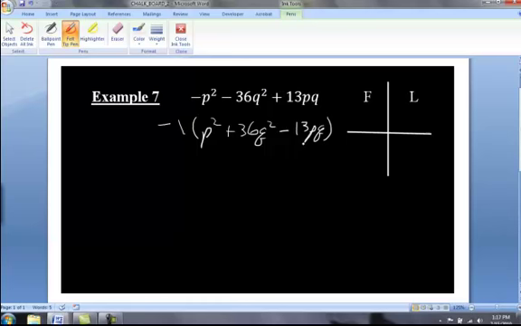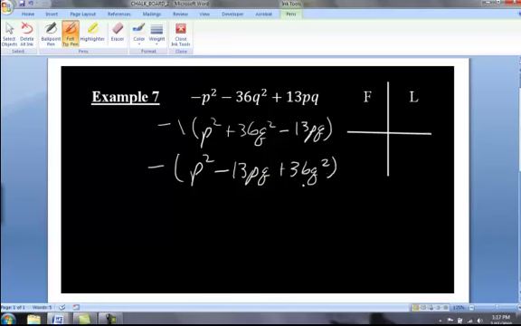Also, we have to make sure it's in descending order. And if there's more than one variable, it should be in descending order by the variable that comes first alphabetically. So it should be in descending order with the p's. We have p to the second, and then we should have p to the first term. This one right here has p to the first. That should be next. So let's rewrite this in descending order, and then we can use our scissor method. So we're going to have p squared minus 13pq plus 36q squared.